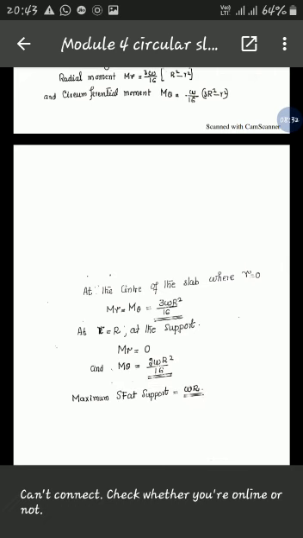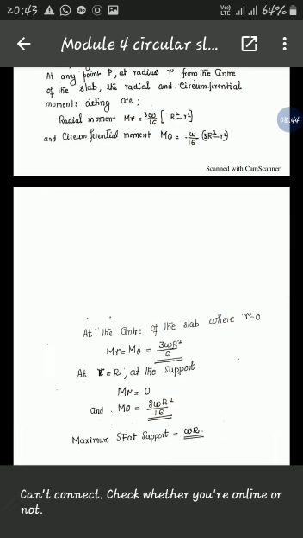And now we can see what happens at the support to MR and M theta. Towards the support, what will happen to small r? The small r will be equal to capital R, so small r equals capital R at the support of the circular slab. Therefore, your MR will be equal to 0, and M theta will be equal to 2W R square divided by 16. So these three equations you need to learn by heart.